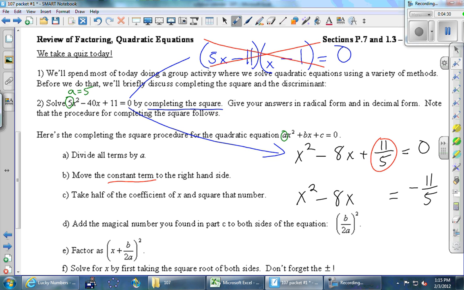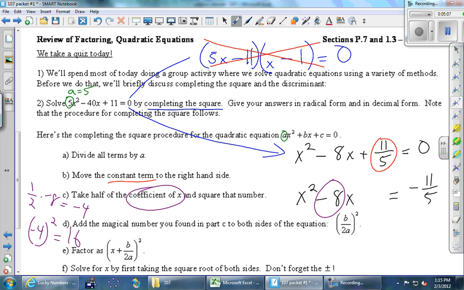Okay, step C. Take half of the coefficient of x and square that number. So the coefficient of x is what? It is negative 8. That is the coefficient of x, the number touching the x. So in our case, we're supposed to take half of it and square it. If I take half of negative 8, what do I get? We get negative 4. That's the half part. And then we still have to square it. Negative 4 squared is 16.